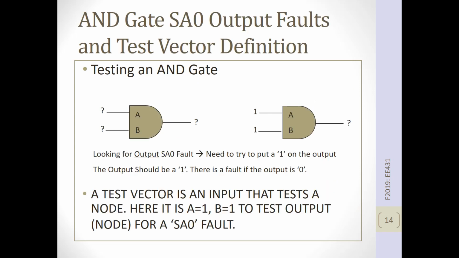Okay, so a test vector is an input you give a digital circuit to test if it's working correctly. So for example, if you wanted to test for a stuck-at-0 fault on the output, you would put 1, 1 here. That should give you a 1 on the output, but if you get a 0 here, then you know you have a stuck-at-0 fault on the output. So whatever node you're looking at, if you're looking at a stuck-at-0 fault, you try to put a 1 on it. If you're looking at a stuck-at-1, then you try to put a 0 on that node.